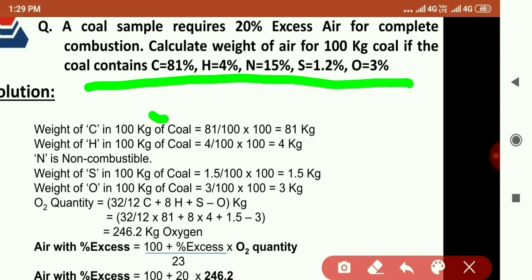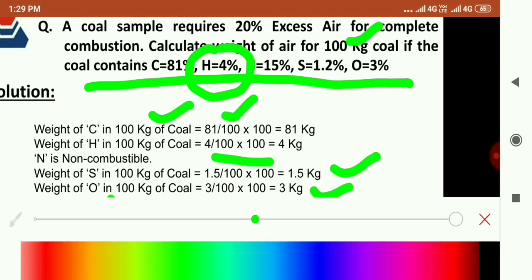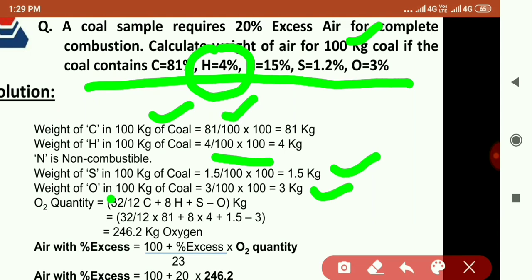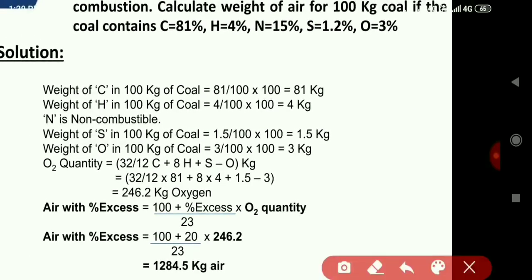तो वेट ऑफ कार्बन इन 100 kg ऑफ कोल इज इक्वल्स टू 81/100 इंटू 100. इसी तरह हाइड्रोजन का निकालेंगे क्वांटिटी, वेट 4, इसका हाइड्रोजन का परसेंटेज 4 दिया तो 4/100 इंटू 100, ये इससे हमने ले लिया. नाइट्रोजन नॉन कंबस्टेबल, इसको छोड़ देंगे. राइट. वेट ऑफ सल्फर इन 100 kg ऑफ कोल एंड देन वेट ऑफ ऑक्सीजन इन 100 kg ऑफ कोल. सो 100 kg में हमने पहले ये निकाल दिया.